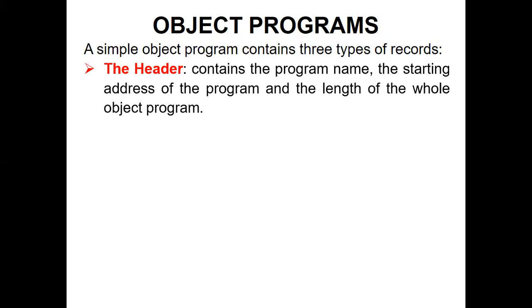So the header contains the name of the program, the starting address of the program, that means where it is going to be loaded in memory, and then the length of the whole program. So you should note that the header record will contain the name of the program, the starting address of the program, and then the length of the program, because this helps to determine how much memory your program is going to consume. Okay, so the operating system needs that information in order to load the program in memory.